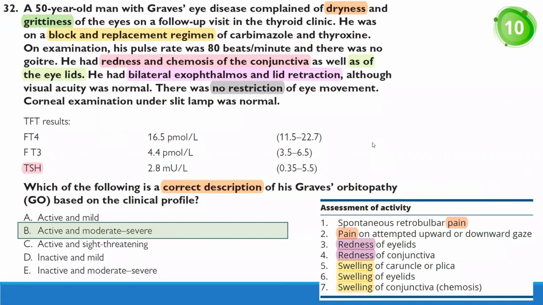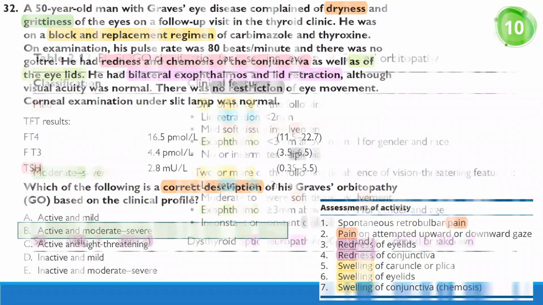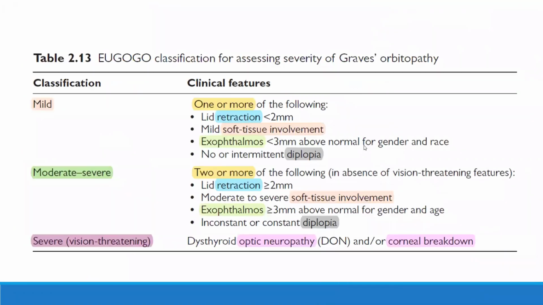Dr. Hana mentioned that bilateral exophthalmos means moderate. Actually, no. Because here he mentions that to differentiate between mild and moderate to severe, according to the exophthalmos, if it is less than 3 millimeter above the normal for gender and race, it is mild. If exophthalmos is more than 3 millimeter above normal for gender and age, it is moderate to severe.